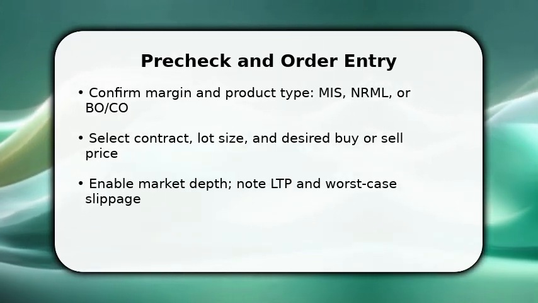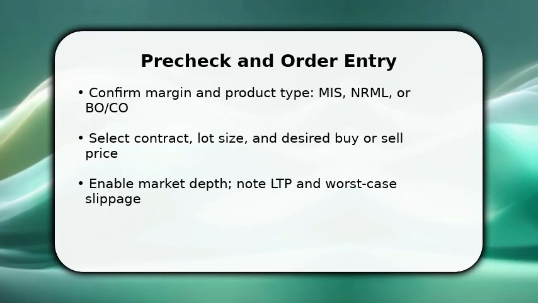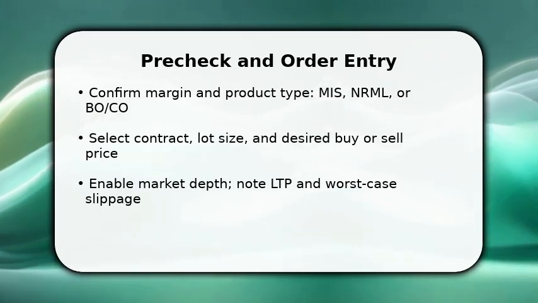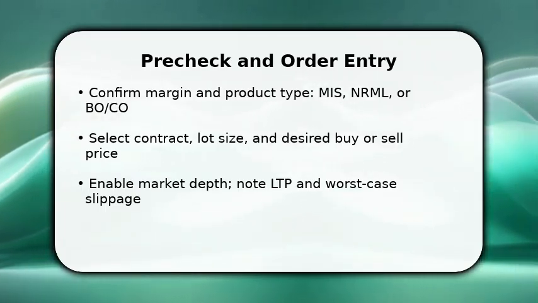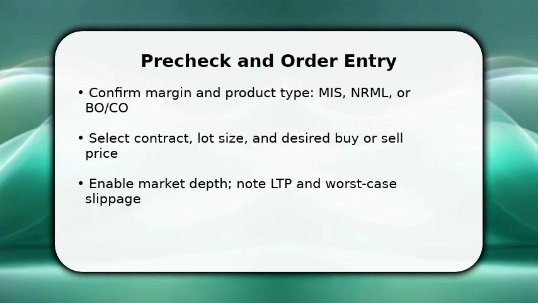Place your initial order at the intended price so Zerodha registers the position. This ensures you can immediately add a stop loss or bracket order without losing priority. Once your position is live, select the stop loss method. Use bracket order BO or cover order CO for integrated stop and target fields.